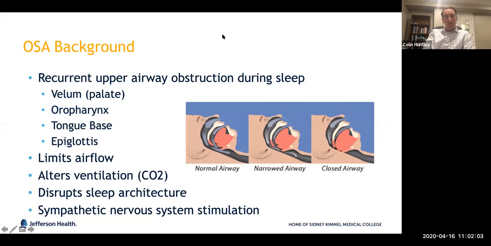So with each of these areas of obstruction, you see limitation of airflow periodically and repetitively throughout the course of the night. This alters ventilation, meaning it alters the level of CO2 in the bloodstream, it elevates, and then it disrupts the sleep architecture, so causing multiple arousals or mini awakenings throughout the course of the night, leading to some of the daytime symptoms, and then also causes some sympathetic nervous system stimulation. And this sympathetic stimulation is what causes all of the cardiovascular issues that we see long term.